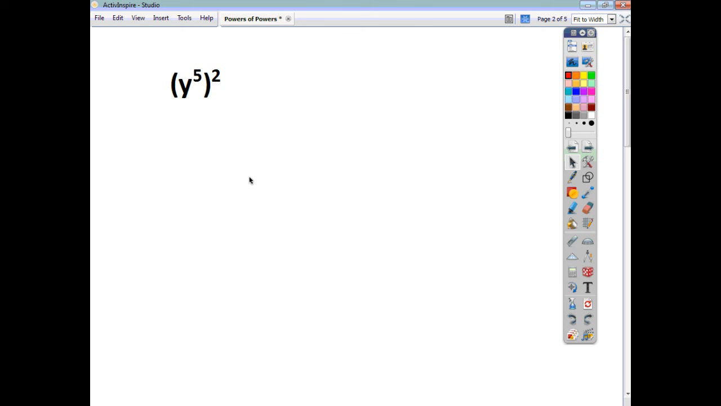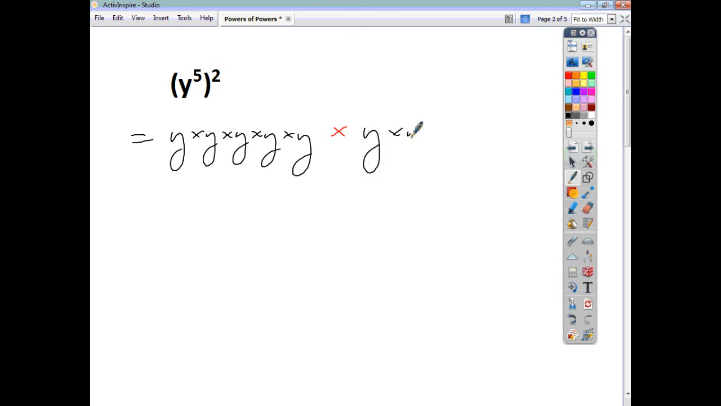Now, you know that anything squared is just going to be multiplied by itself. So, y to the power of 5 all squared is just going to be y times y times y times y times y, and then we're going to multiply it by itself, which is y times y times y times y times y. What we end up with can be simplified down to give us y to the power of 10. So you can see that your 5 and your 2 are being multiplied together to give you 10.